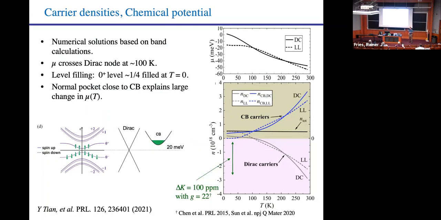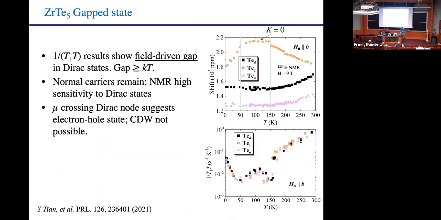Okay, so we did a modeling for this. Actually, it turns out even though the Dirac cone is isolated, there is another band close by. And if you simply require the number of electrons to be constant, we found that in general, the chemical potential will automatically cross the Dirac cone at about the temperature where this phase transformation occurs. And so it's just electron conservation that causes this to happen. So we can model this very well, and that explains the change in the chemical potential.